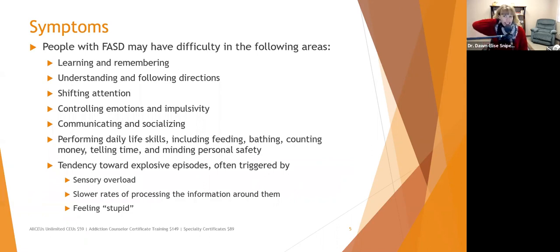They may have difficulty performing daily life skills, including feeding, bathing, counting money, telling time, and minding personal safety. And they have a tendency, some, toward explosive episodes, often triggered by sensory overload, slower rates of processing the information around them, and these things adding up to them feeling, quote-unquote, stupid. Taking all these things together, just looking at this list, you can see how a child in elementary school could easily start having a lot of difficulties and acting out because they're having difficulty thriving in that environment. And there are interventions we can do in order to improve the environment to make it more receptive to people with an FASD.